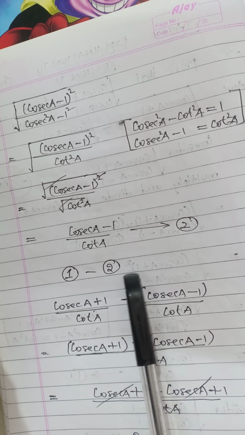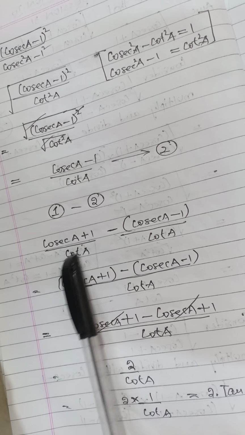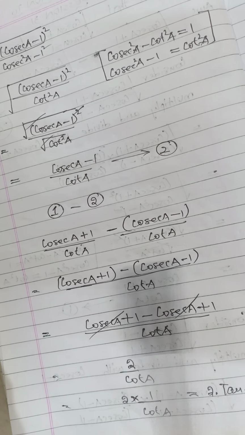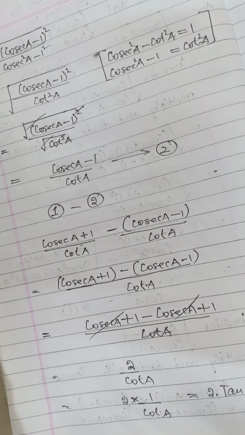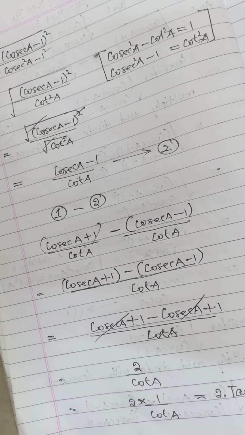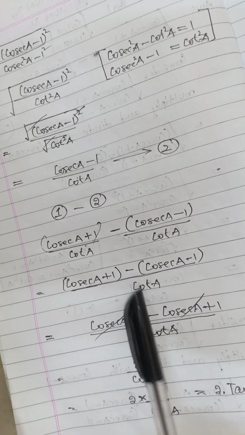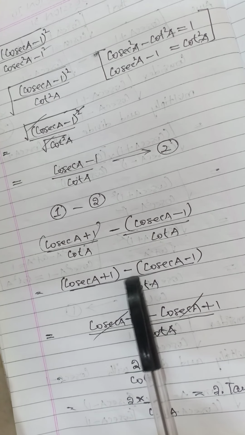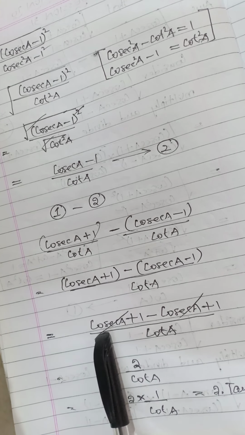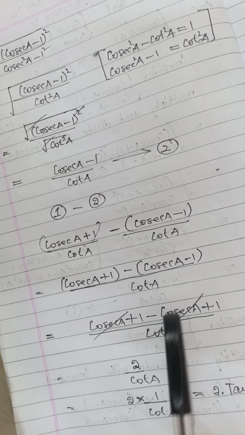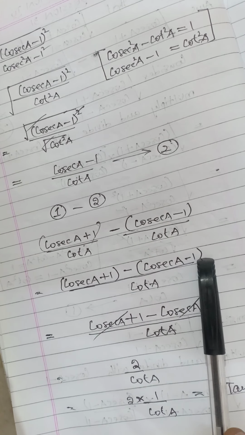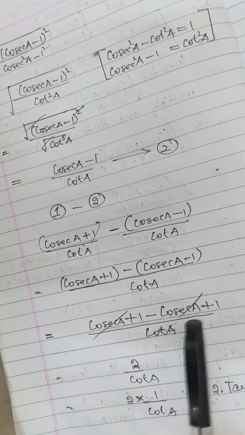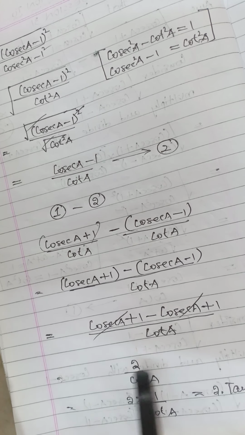Now 1 minus 2. So what is 1? Cosecant A plus 1 by cot A minus cosecant A minus 1 by cot A. Whenever the denominators are the same, we can add or subtract the terms in the numerator. So you will get cosecant A plus 1 minus, this is very important, cosecant A minus 1, because in the question it was given as minus. So the next step is cosecant A plus 1 minus cosecant A, minus of minus 1 is plus 1. So cosecant A cancels, and you will get 1 plus 1 by cot A, 2 by cot A.